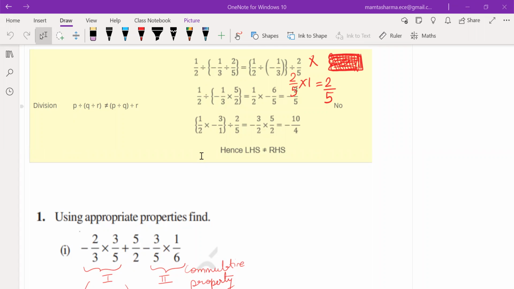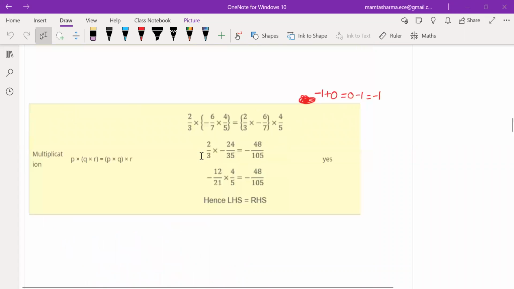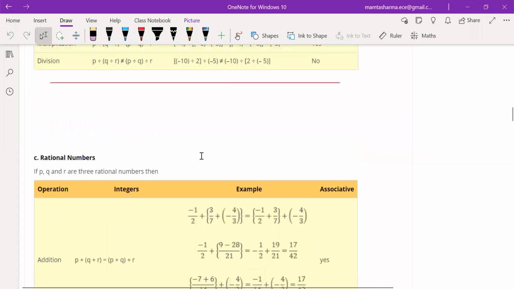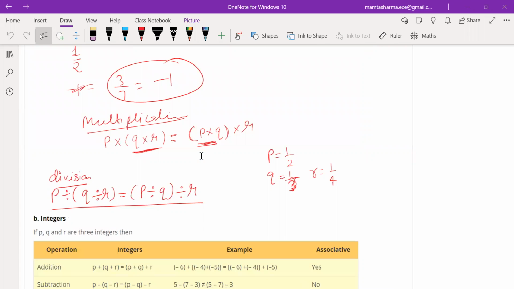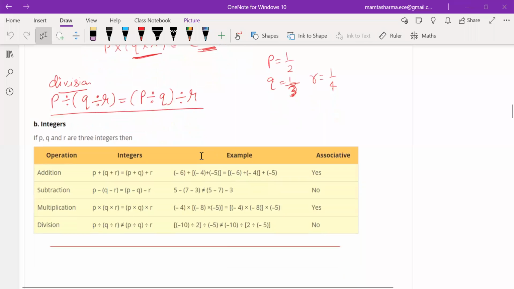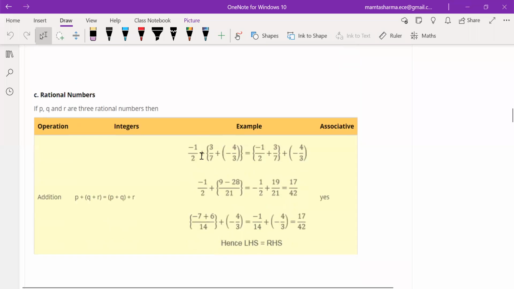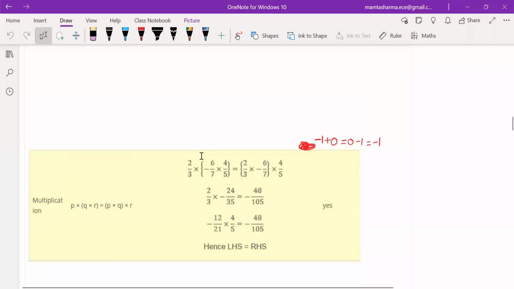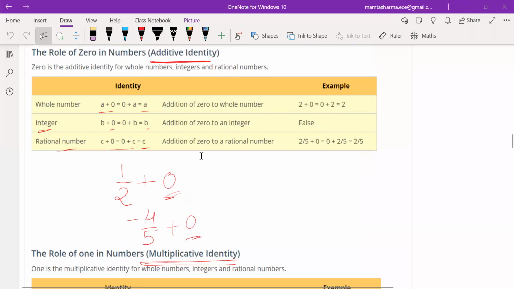Ma'am, we didn't discuss the distributive yet. We are in associative. Okay, till associative we have done. Yes, ma'am. And I gave homework to verify all these properties for the integers and the whole numbers. So have you done? Yes, ma'am. Okay, very good. Sohan Ram, have you done homework? Yes, ma'am. Okay, very good.